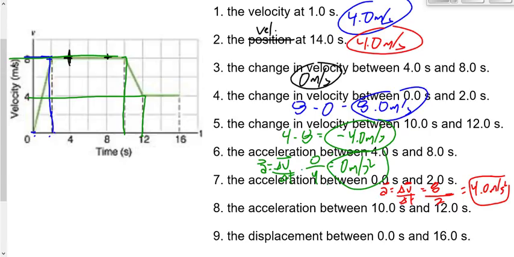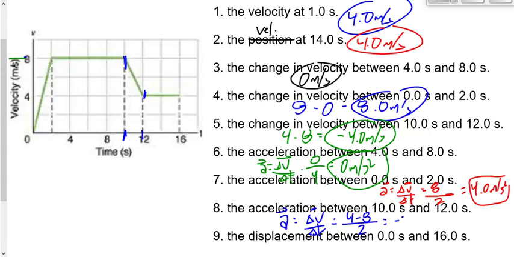The acceleration between 10 and 12. Between 10 and 12 seconds. Okay, here's 10 seconds, 12 seconds. My change in velocity here is 4 minus 8. So remember, we wanted to either take the slope or use delta v over delta t. 4 minus 8 is my change in velocity. My time interval here is 2. So 4 minus 8 is negative 4. Negative 4 divided by 2 is negative 2.